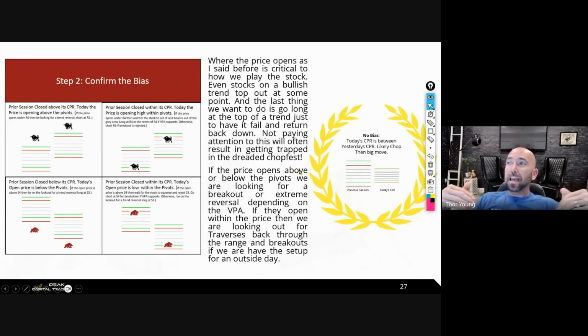So, all right. Next, after we have our bias, bullish or bearish, we're going to confirm the bias. How do we confirm the bias?